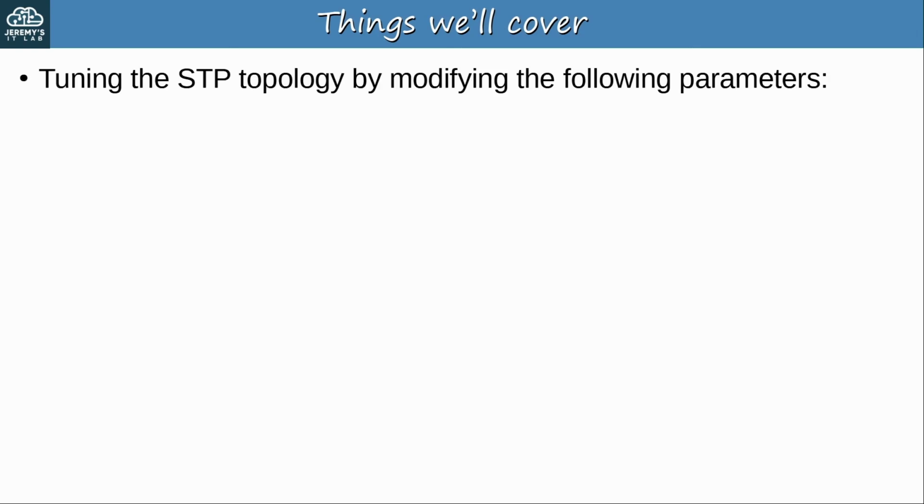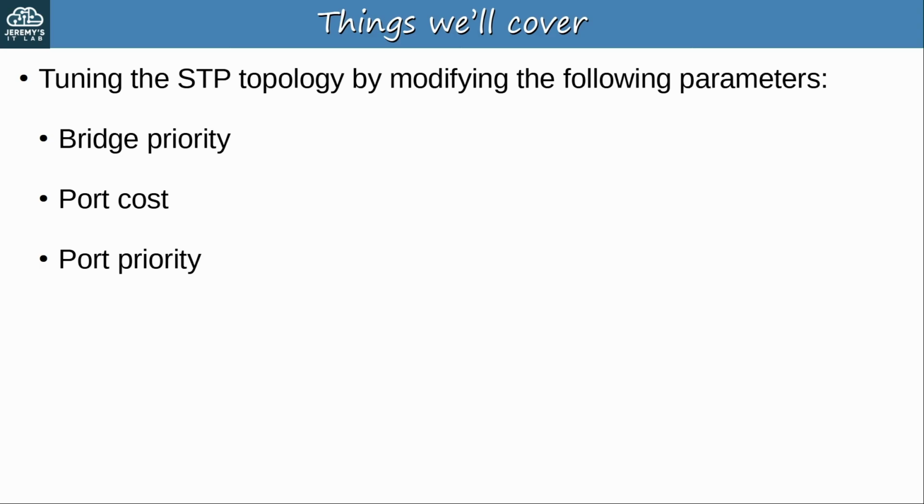Here's what we'll cover in this video. We'll look at how to tune the STP topology by modifying the following parameters: bridge priority, port cost, and port priority. Note that STP tuning can also refer to modifying STP timers to optimize STP's performance, but we will not address timers in this video. We covered STP timers in a previous video.